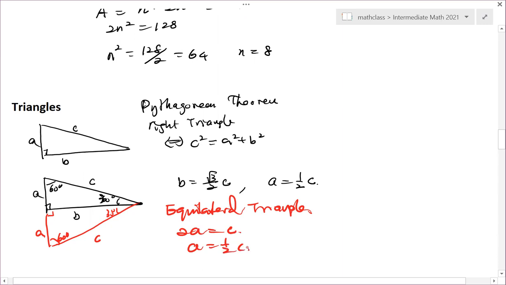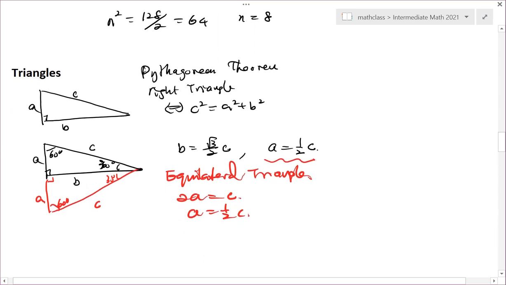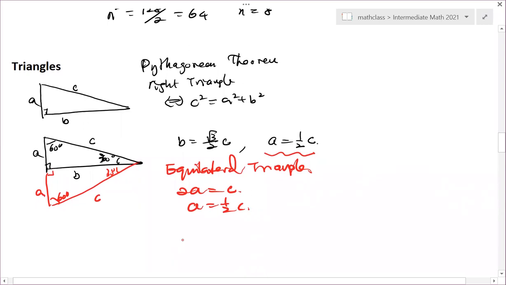And we do get this, right? We showed this already. Then once you get A, you can get B. B is going to be found by the Pythagorean theorem. Let's apply the Pythagorean theorem: A squared plus B squared equals C squared. We want to find B, but I know A is half of C.